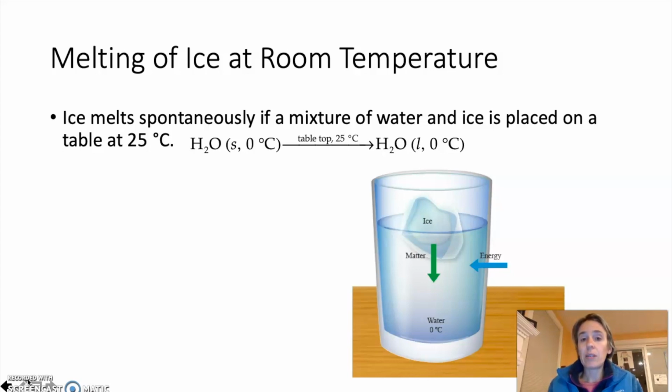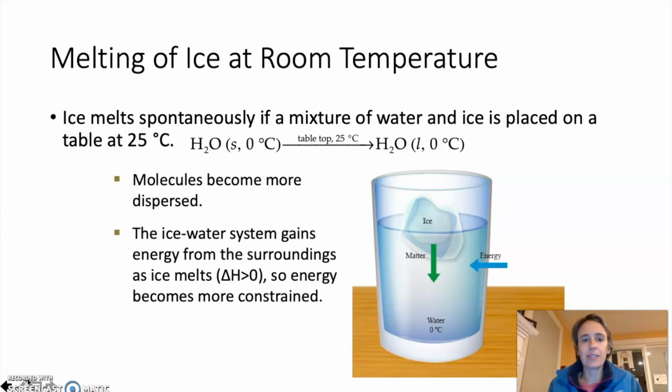Energy did have to be absorbed by that ice cube. If you remember back to last semester, melting is an endothermic process. We need to put heat into that ice cube to make it melt. So our energy is actually becoming more constrained because it's moving into that cup of water and ice. So here we actually kind of have some trends that are counter to each other.